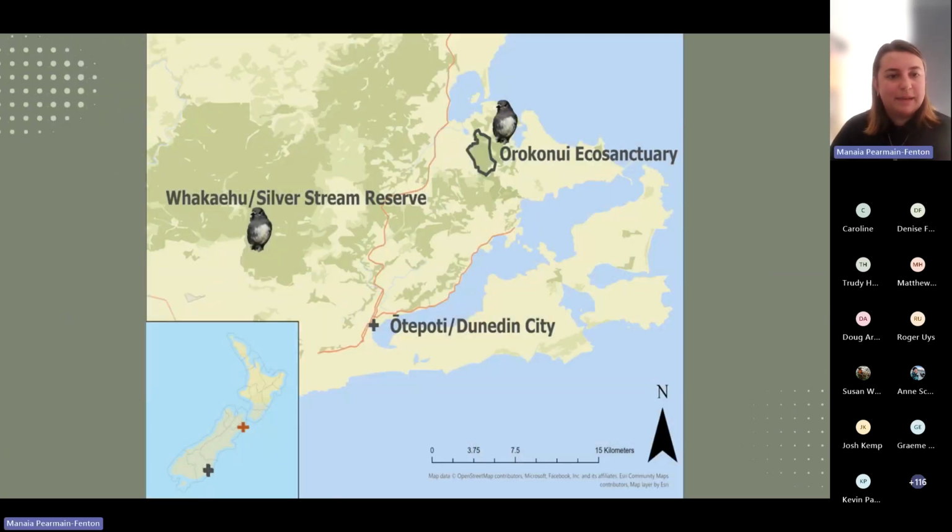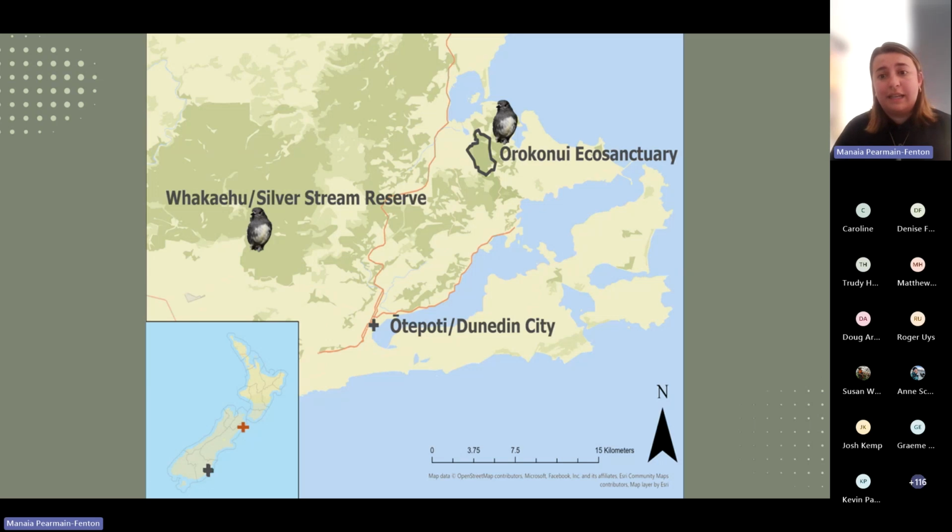So here are my study sites just outside of Ōtepoti, Dunedin. We can see the left one is Whakaehu, or Silver Stream Reserve. This is managed by Dunedin City Council. This one is one of only two remnant kakaruwai populations left on the whole east coast of the South Island. So east of the mountain range, there's Silverstream, and then there's Kaikoura, which is shown with the little red cross in the left-hand corner.